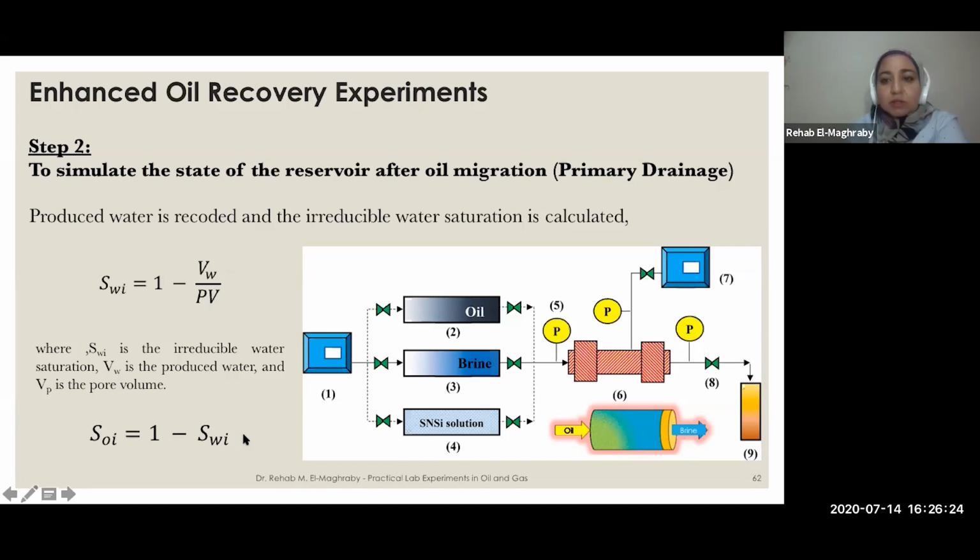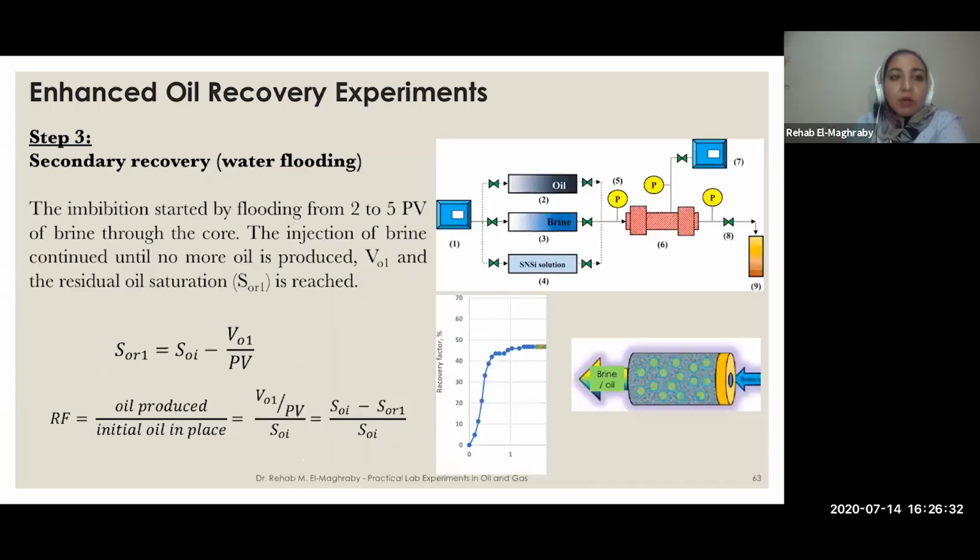Okay, so this is the second step. It is the primary drainage step. All these steps, we are preparing our core for the enhanced oil recovery step. The third step is the secondary imbibition, which in this case is the water flooding. So what we do here is to inject brine again in this core, and what will happen? The brine will displace some of the oil out of your core, and some of the oil will be remaining inside, residually trapped in your core.